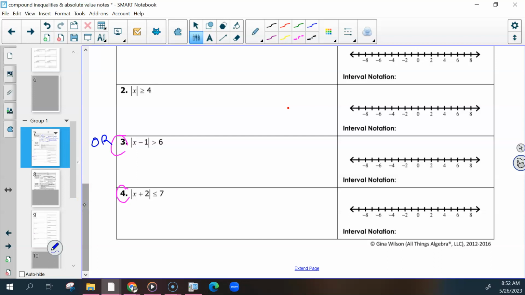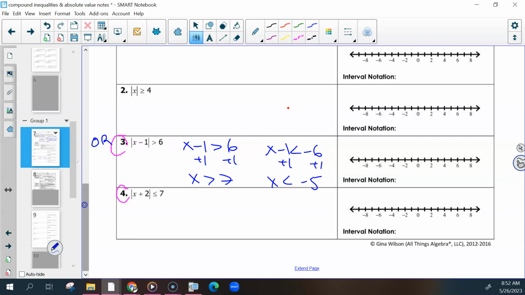So for the first one, it's already isolated, so we don't have to do that part. Make two cases, drop the absolute value bars, so x minus 1 is greater than 6, keeping it exactly the same. The inside of the other one is the same, then change the direction of the sign, and make the 6 negative. And then solve both. x is greater than 7 and x is less than negative 5.